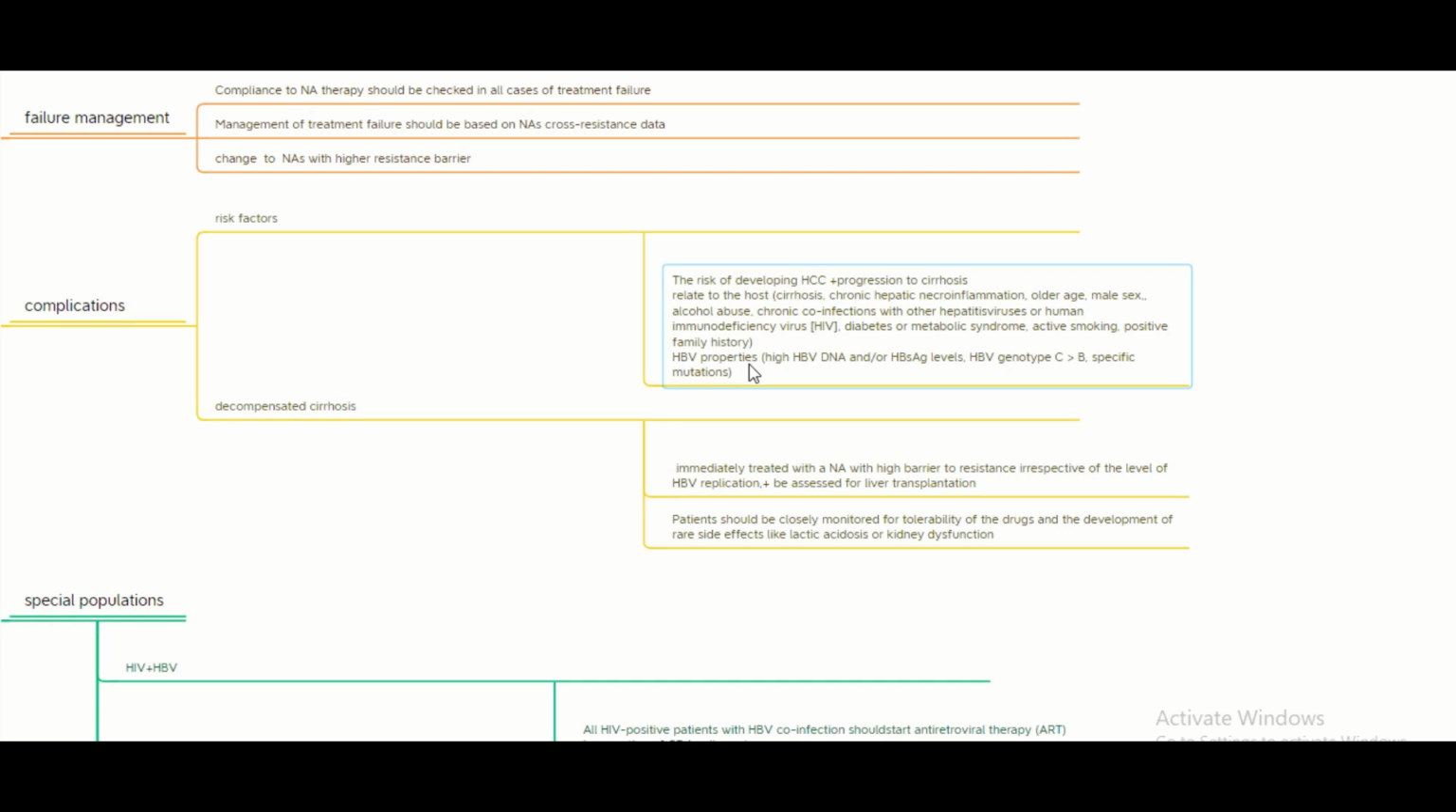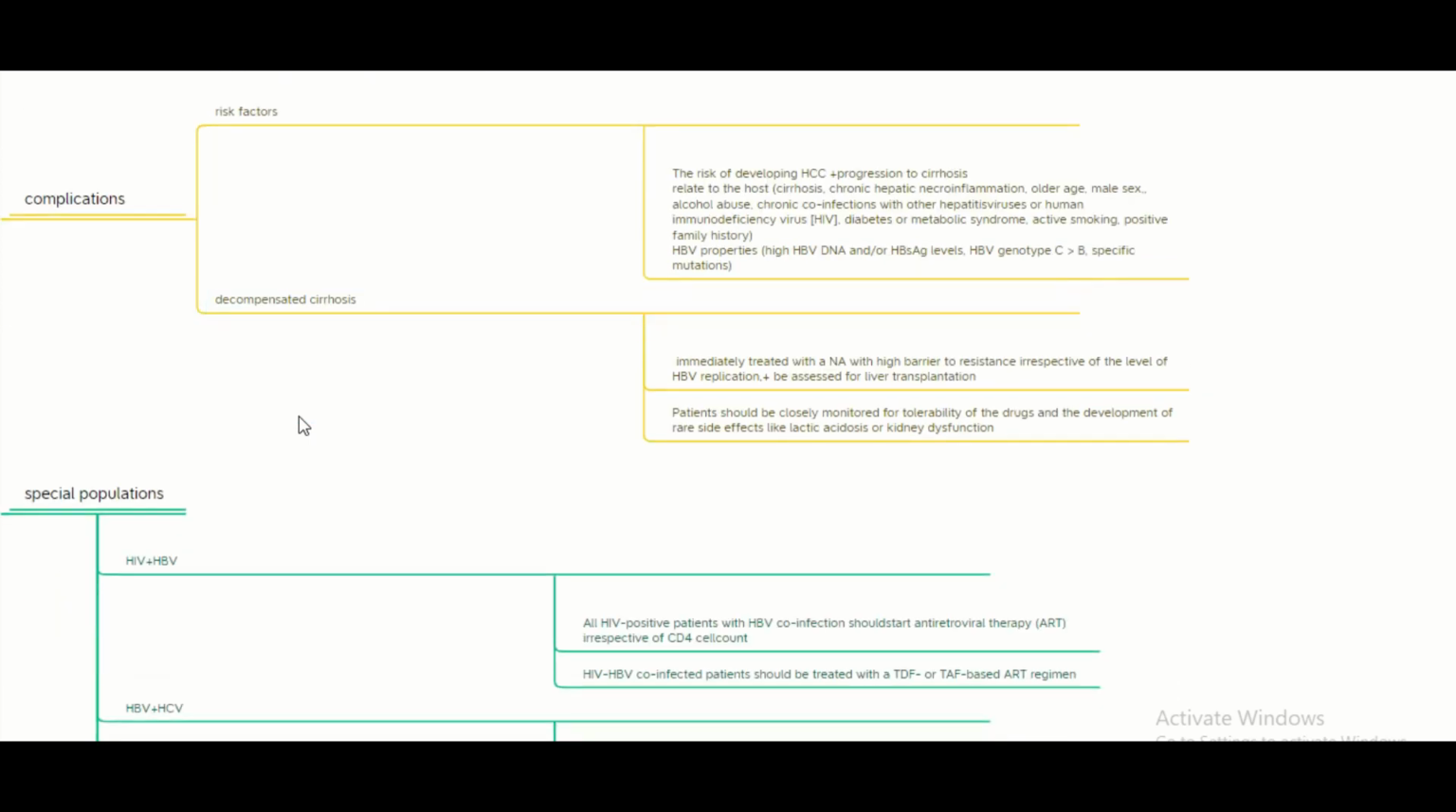Another risk factor for hepatocellular carcinoma in HBV is if the HBV DNA or HBs levels are really high and the genotype is C or B. Usually, C is more dangerous, which involves specific mutations.